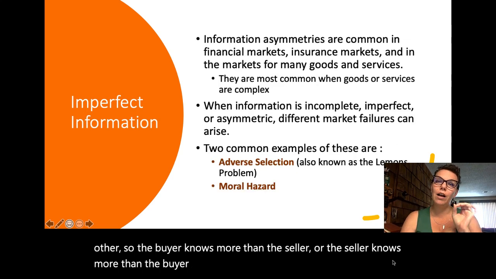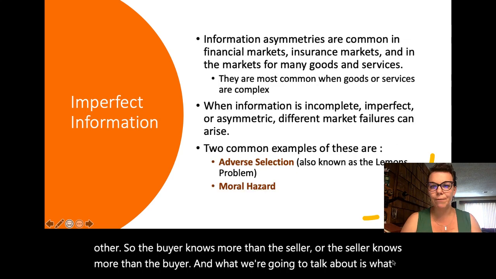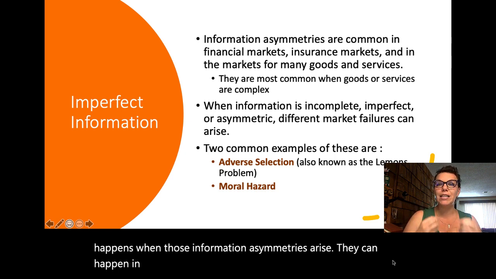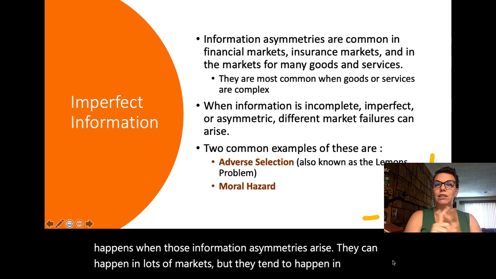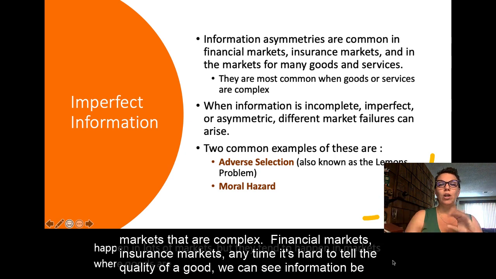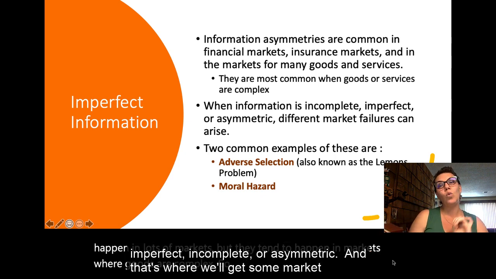And what we're going to talk about is what happens when those information asymmetries arise. They can happen in lots of markets, but they tend to happen in markets where goods are complex. So financial markets, insurance markets, healthcare markets. Anytime it's hard to tell the quality of a good, we can see information be imperfect, incomplete, or asymmetric. And that's where we'll get some market failures.